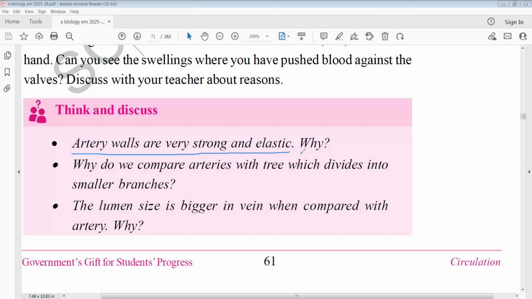Why do we compare arteries with a tree which divides into smaller branches? Yes, because they have to reach each and every corner.